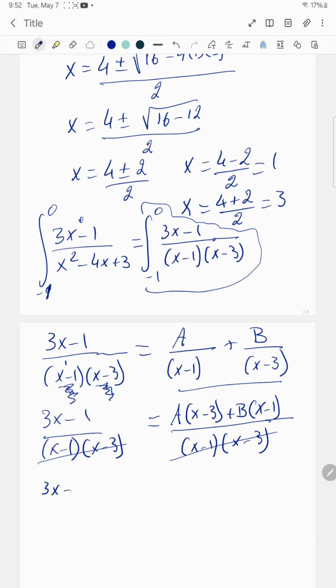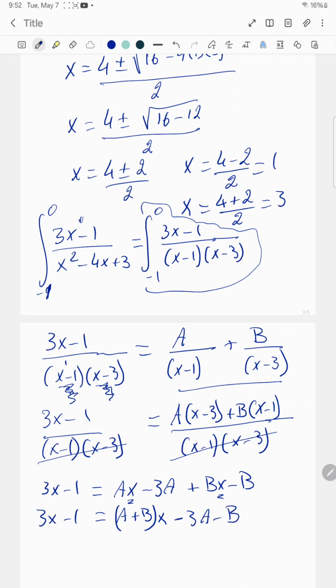And I would have 3x minus 1 equal, now I will develop A times x minus 3: it becomes Ax minus 3A plus Bx minus B. There is no division because we get rid of the denominator. Now I will arrange that part: A plus B, I factor out x because it's common in both, minus 3A minus B is equal to 3x minus 1.